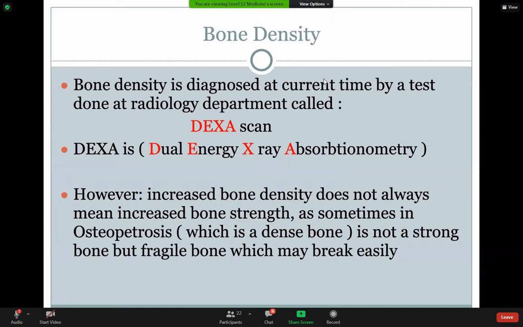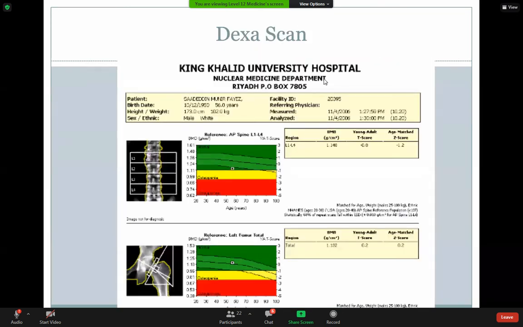However, increased bone density doesn't always mean increased bone strength. So sometimes, such as in osteoporosis, you have very dense bone, and it is not a strong bone, but very fragile bone, which may break easily. Okay, so bone density has to be balanced, not very low or very high. So this is what a Dexa scan report looks like, and there are some common areas where we measure bone density, such as the lumbar vertebrae in the spine and the femoral neck in the hip.